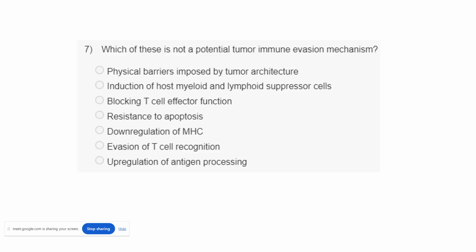Okay, moving on to the next question. Which of these is not a potential tumor immune evasion mechanism?